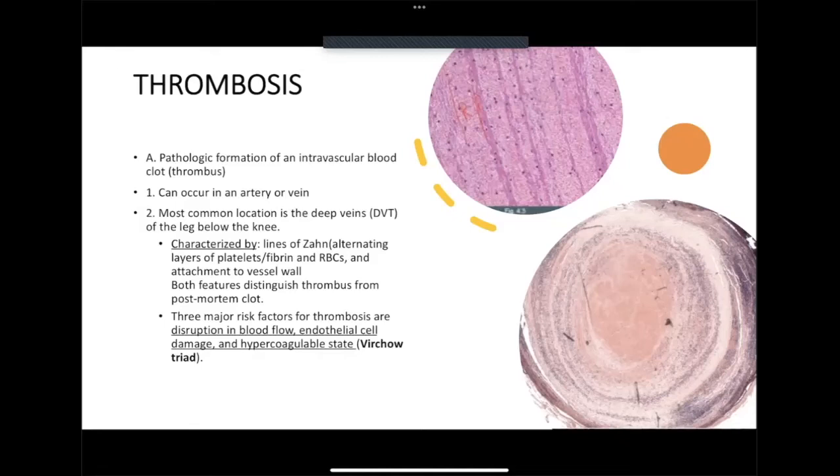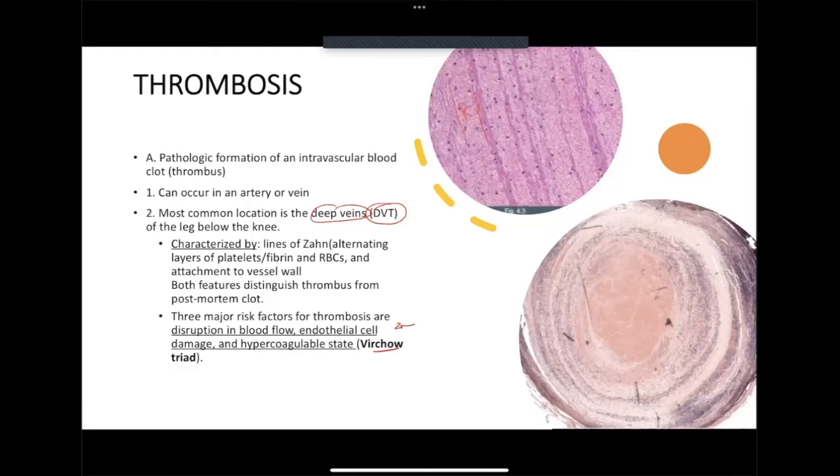Anyway, the most common location is in the deep veins of the leg. DVT, very important. Just keep that in your mind. You will hear this very frequently. Deep vein thrombosis, usually in the lower leg below the knee. Okay, so this is a person with thrombus formation in the leg, mainly because of, you can see the main three factors here: disruption of blood flow, endothelial cell damage, and a hypercoagulable state. So Virchow's triad.